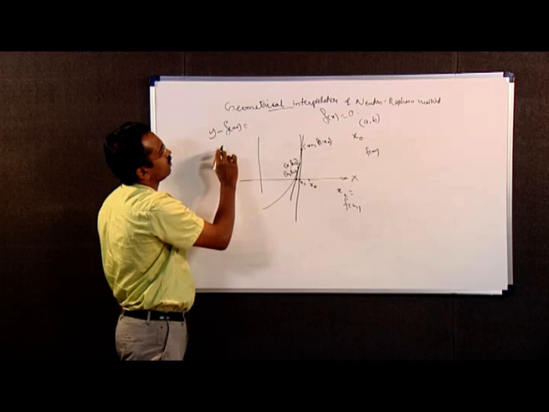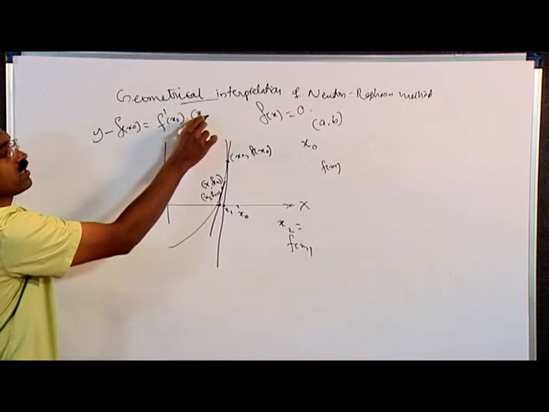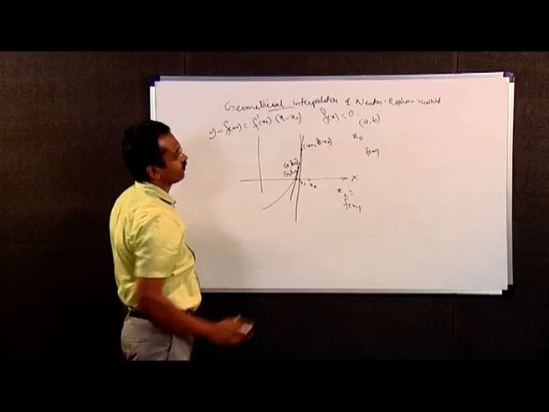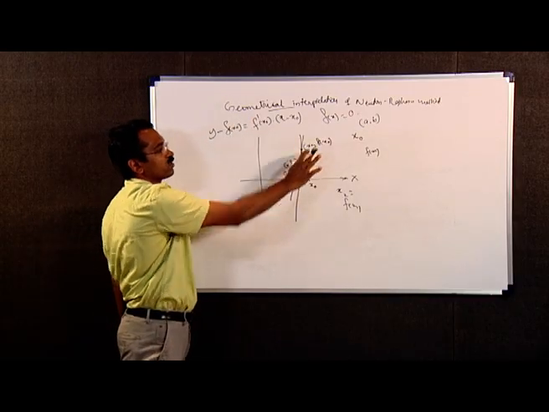The equation of the tangent is y minus f of x naught is equal to f dash of x naught into x minus x naught. This is the equation of the tangent at the point x naught, f of x naught.